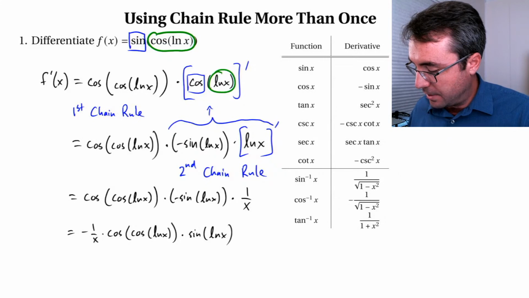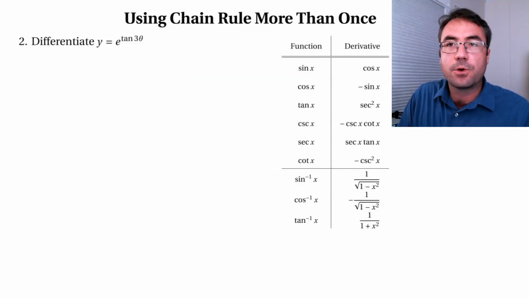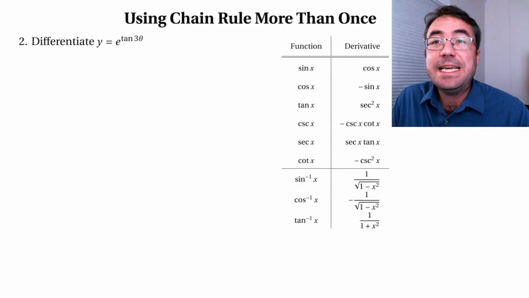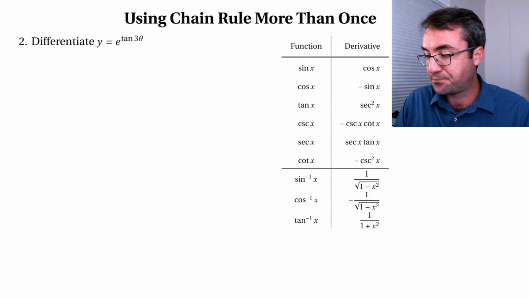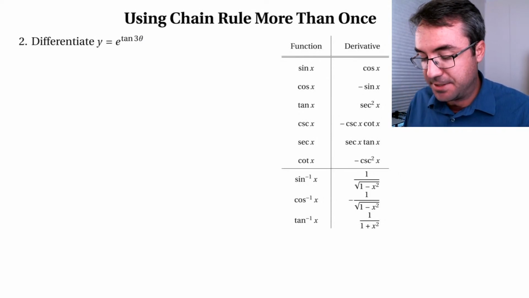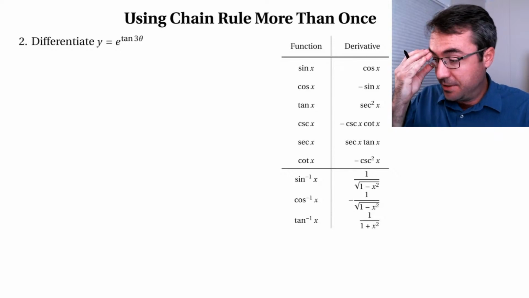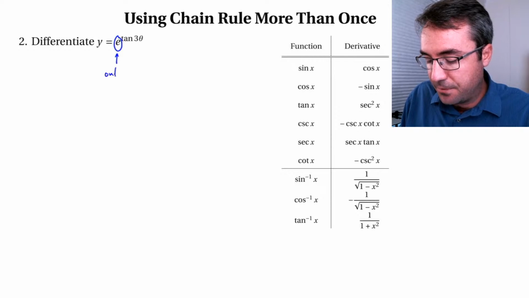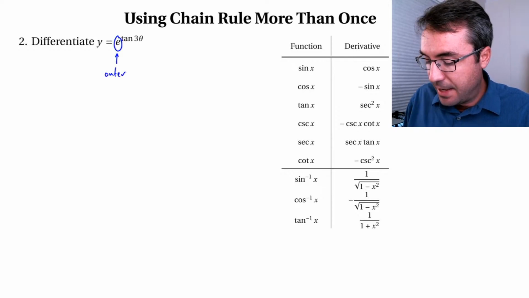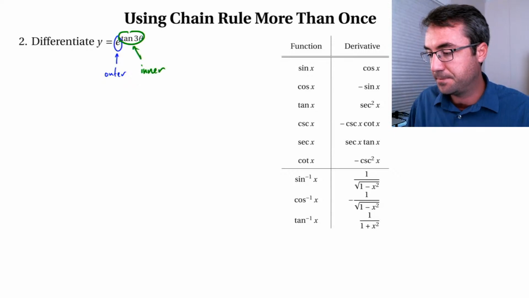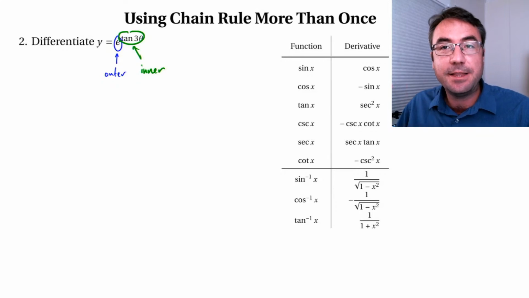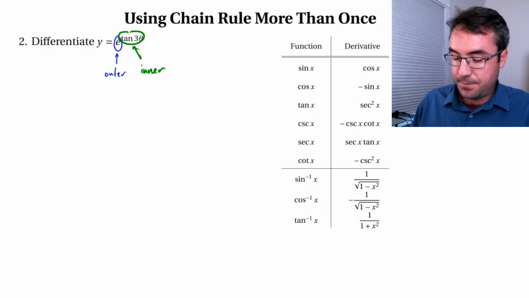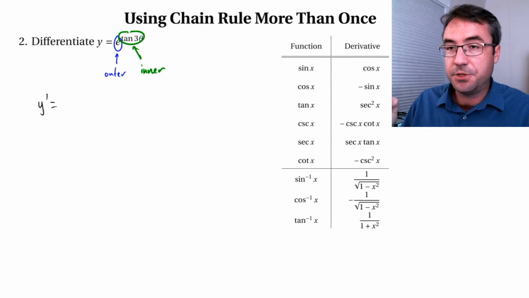Let's try one more example like this. We're going to differentiate y equals e to the tan of 3 theta. And so when we look at this, it's an exponential function. And so the e, that's sort of our outer function. And then everything in the exponent there, that's really our inner function. So when we differentiate this, we're just going to use our general exponential rule. So we're going to get y prime is equal to.